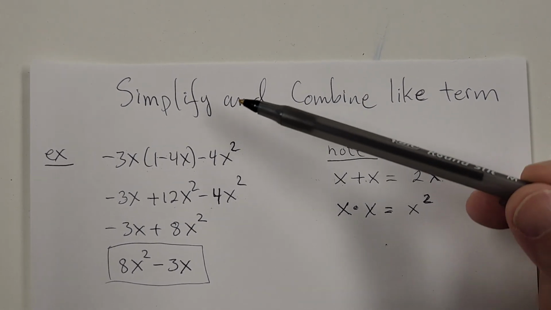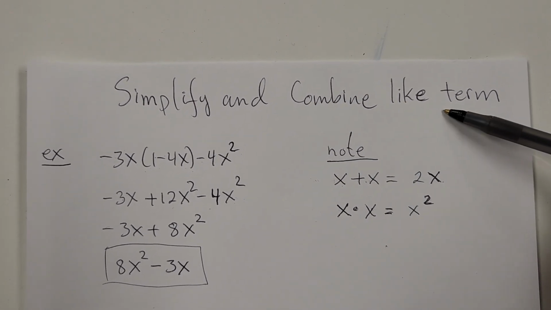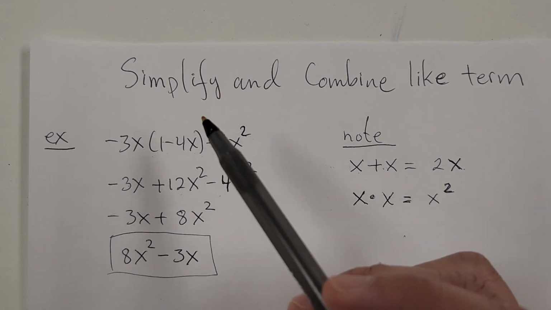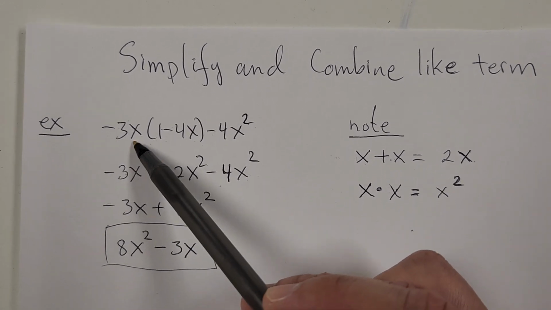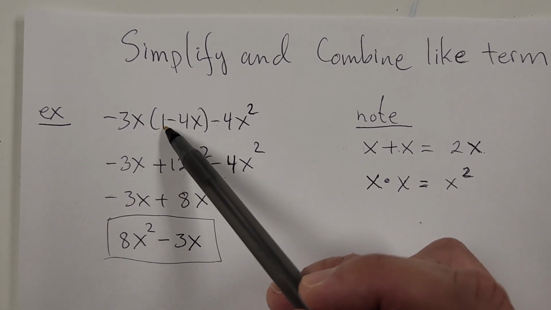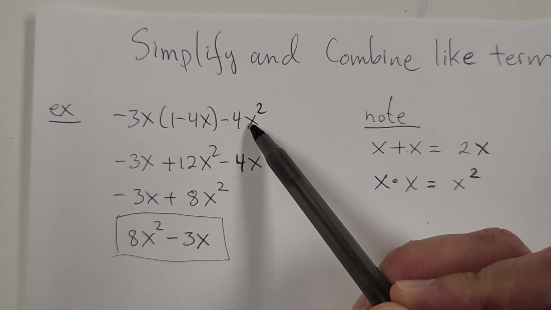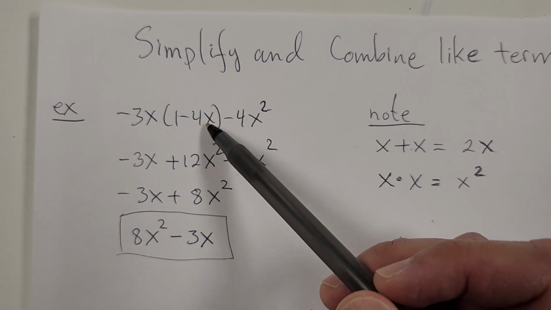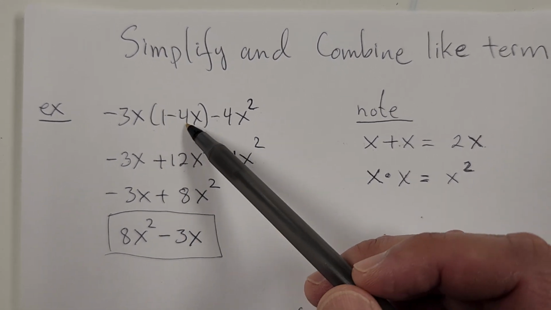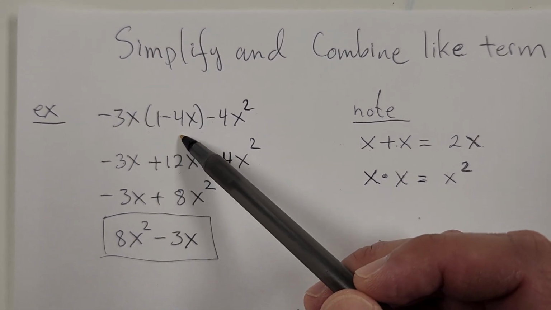Today's lesson is on simplify and combine like terms. Here I have an example, negative 3x, open parentheses, 1 minus 4x, close parentheses, minus 4x squared. When you see parentheses, you will multiply or distribute.